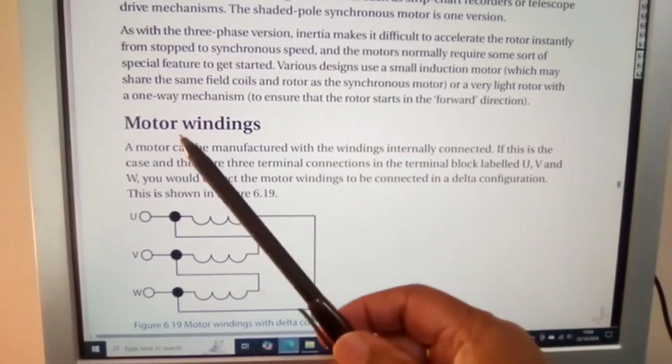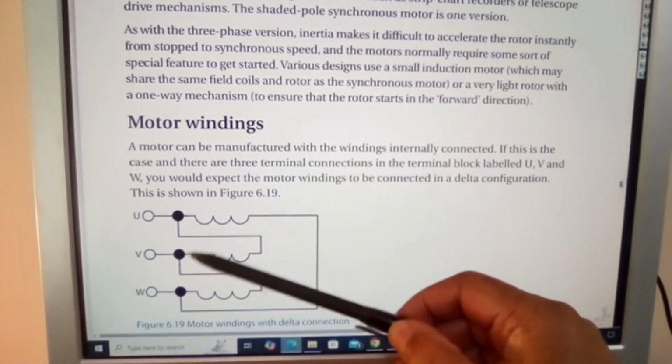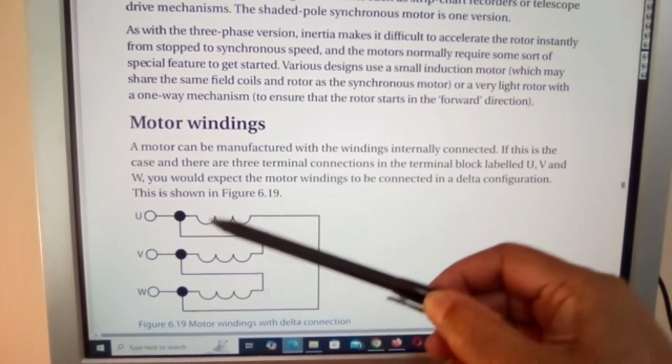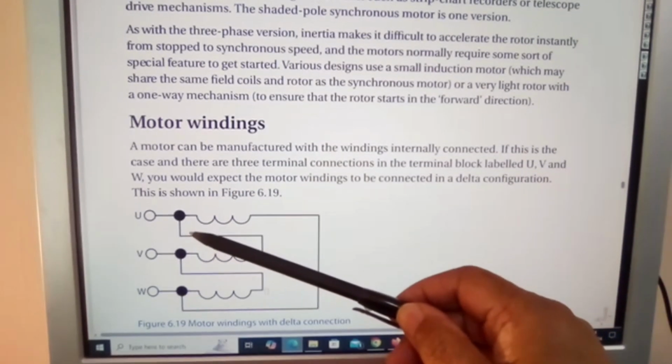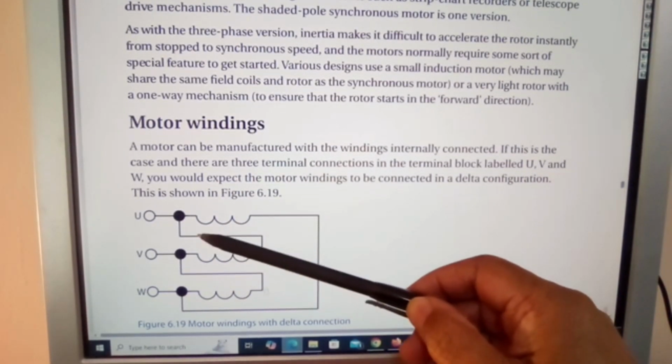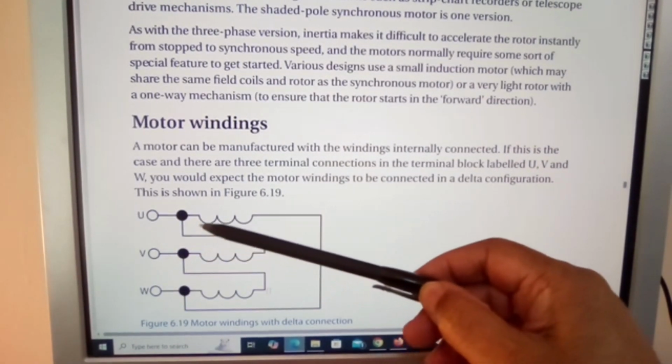You know, when I see a diagram, it tells me so much. Because here you have the windings of your motor, and they are connected in delta. Each one has its own phase coming into it.